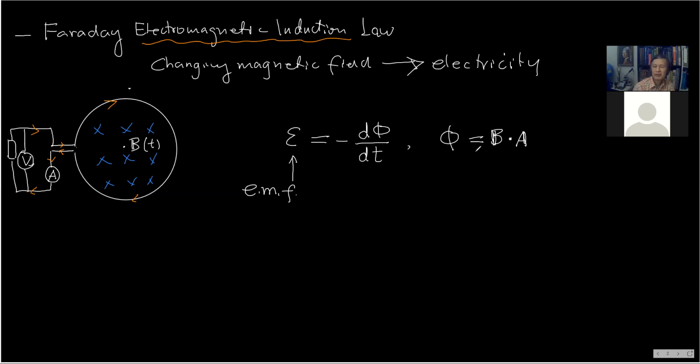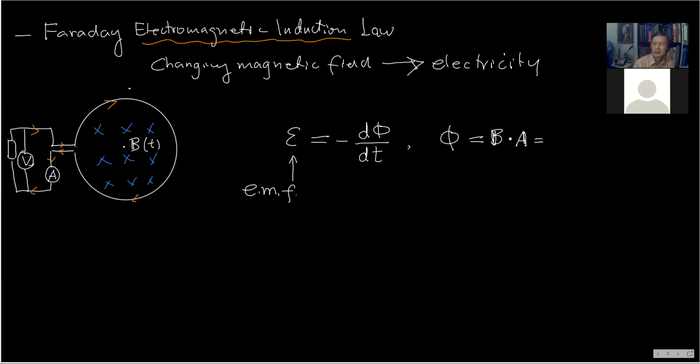So in general, if you use the vector dot product, you can write this as B multiplied by area multiplied by cosine theta. So this is just our dot product. Can you see? In which this phi is called the magnetic flux. And this is the magnetic field.